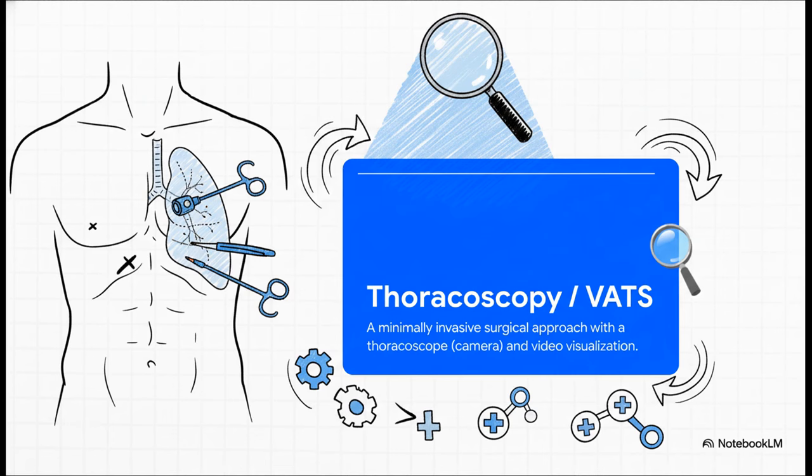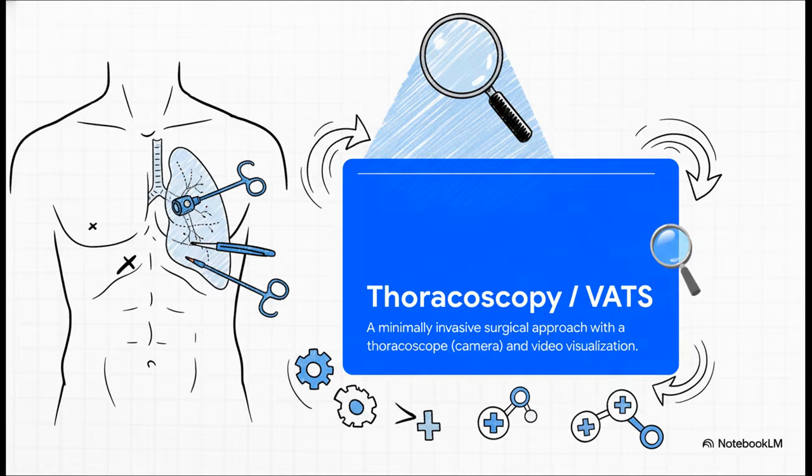Okay, this is probably the most important concept to get right from the start. VATS isn't one specific procedure. It's the approach. It's how the surgeon does the work. Instead of a big, open incision, they're using a tiny camera, that's the thoracoscope, and special tools to do surgery inside the chest. They can do anything this way, from a tiny biopsy all the way to removing a huge chunk of the lung.